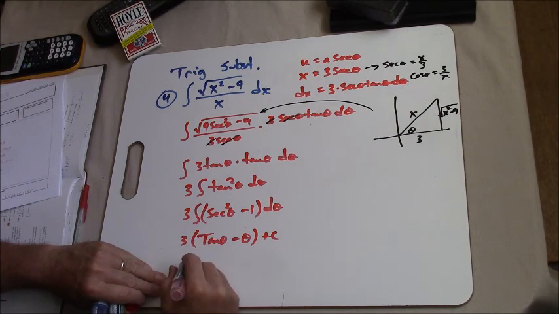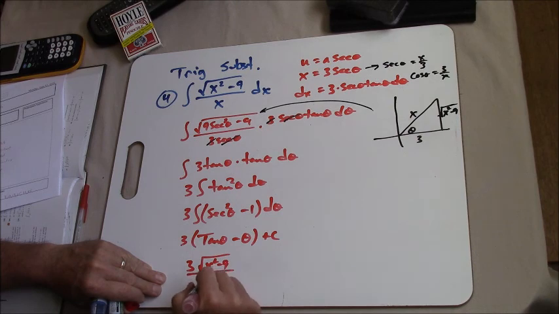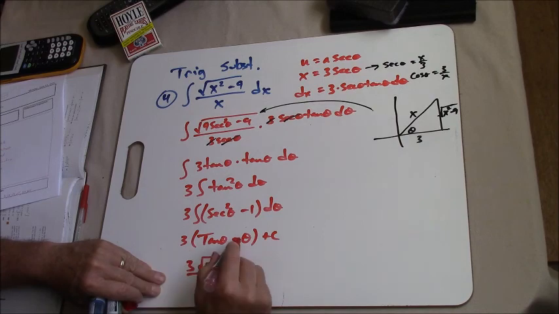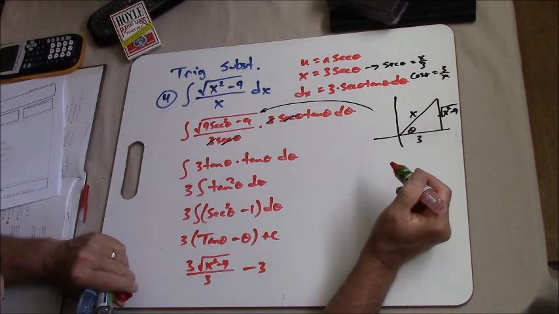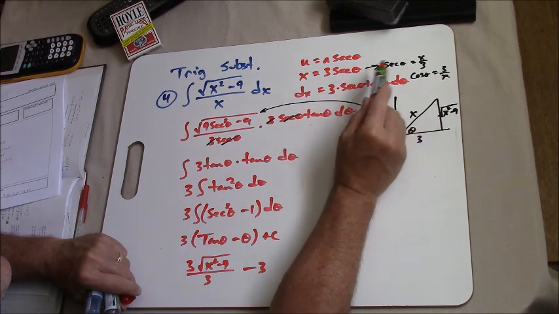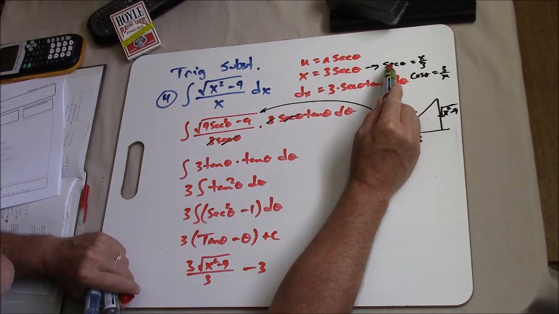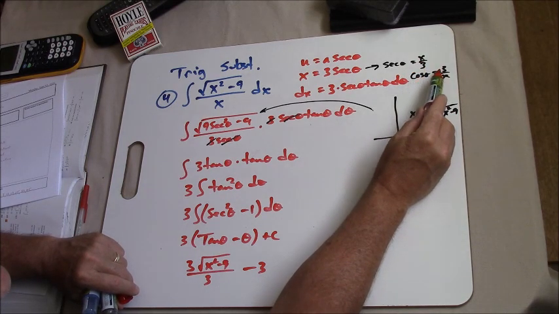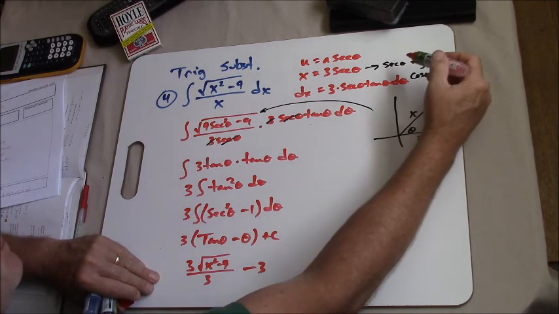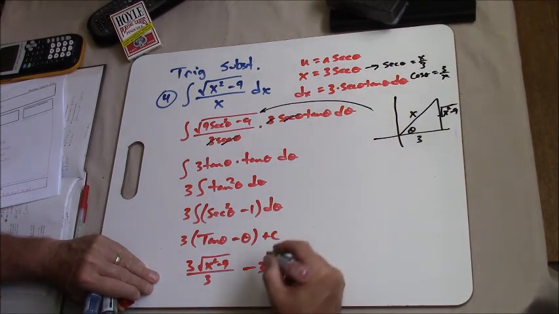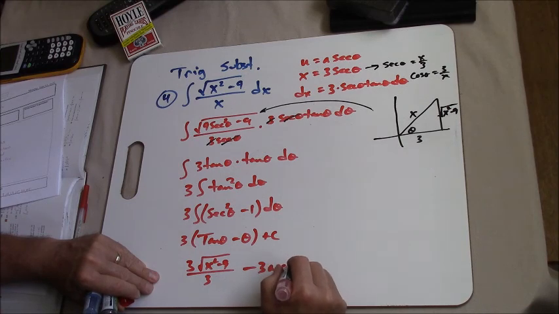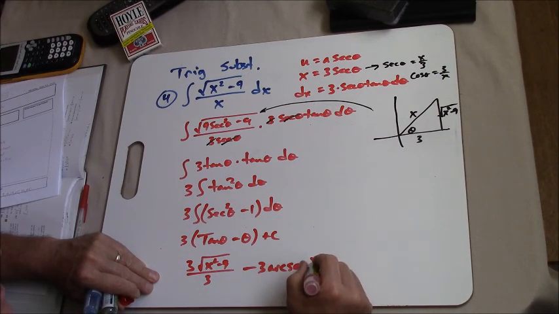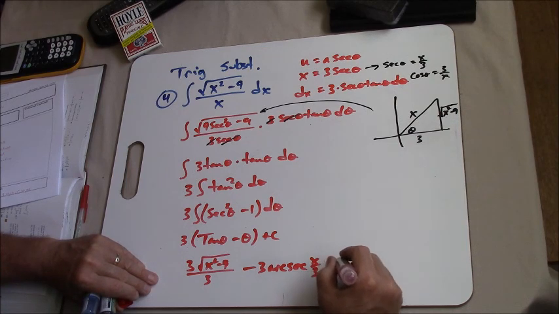So I've got 3 times root x squared minus 9 over 3 minus 3 times theta. And if I'm solving for theta, right here I would say theta is the arc secant of x over 3. Or you could say the arc cosine of 3 over x. Either one of those. I think our book always went with whatever you had first here. So I'll say arc secant of x over 3 plus c.